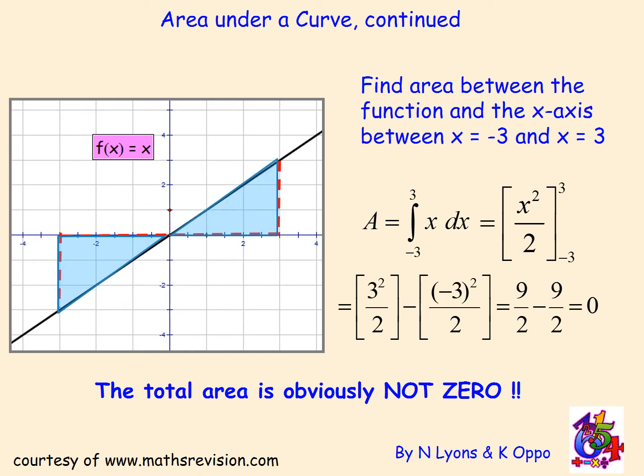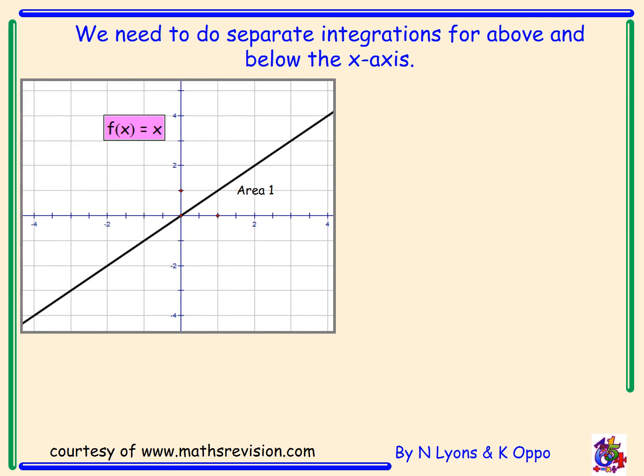There's a triangle here and a triangle there. So it looks like we're going to have to evaluate two areas independently and add them together, because we can see now from the calculus that the areas are identical, but one's below the x-axis, one above the x-axis, and they're cancelling each other out. Let's have a look. So we need to do separate integrations for above and below the x-axis, so we're treating it like two separate areas and adding them together.